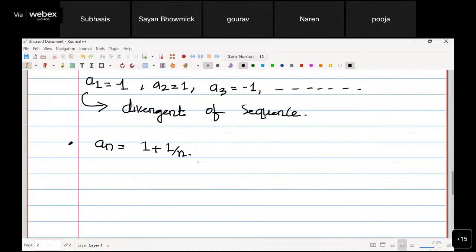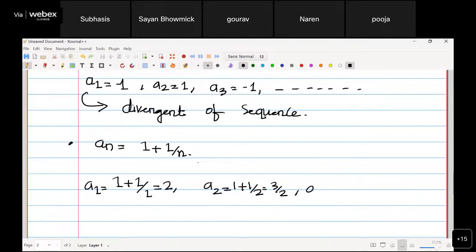So can you tell me what will be the limit of this sequence? 1, sir. 1, right? Because if I increase the value of n, suppose this is my a1, and this is certainly a1 is 2, then a2 is 1 plus 1 by 2. So this is 2, this is 3 by 2. It's coming down.